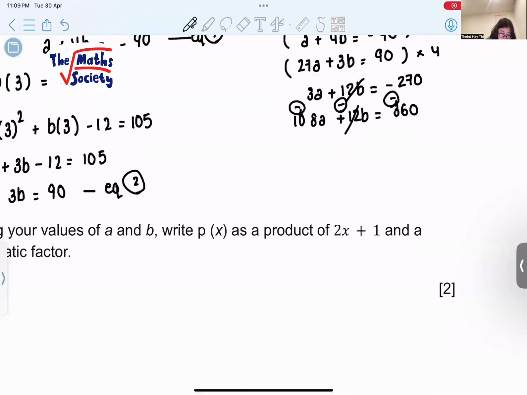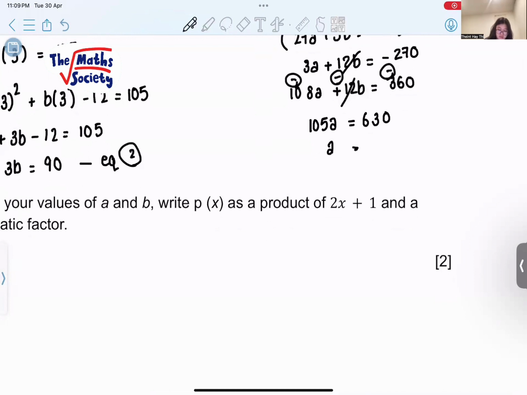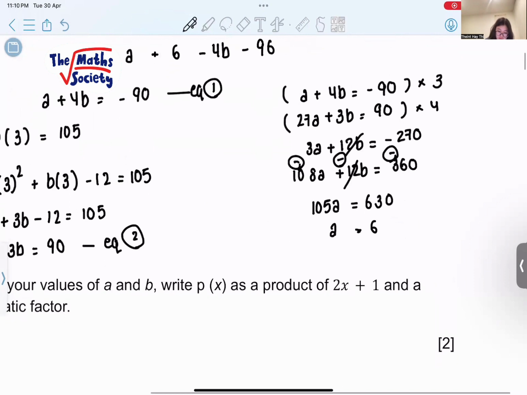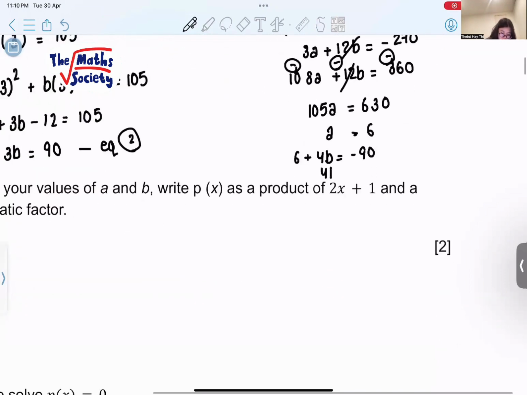So this is going to be minus 105a, and that's going to equal minus 270 plus 0, which is minus 270... it's just going to be 630 in magnitude. So for a, you just divide: 630 divided by 105, which is 6. So you have an answer of 6 for a. And to find b, we know that a plus 4b equals minus 90. So 6 plus 4b equals minus 90, so you get 4b equals minus 96. So b is going to equal minus 24, and a is going to be 6.